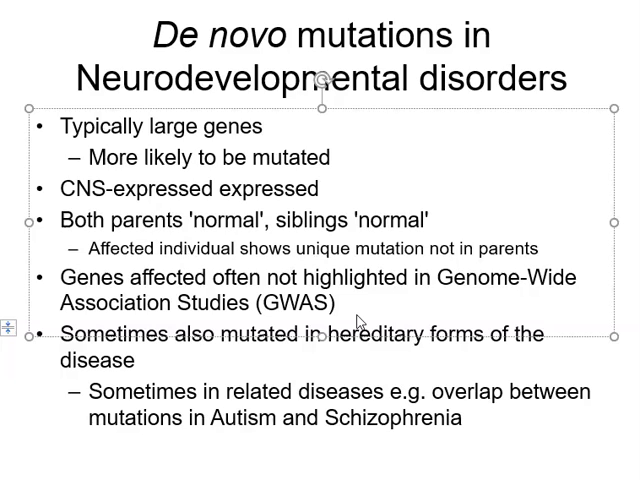So genome-wide association studies are very good for finding hereditary mutations that cause disease. However, a disease that's caused by de novo mutations would not be picked up by genome-wide association studies because there is no intergenerational linking of the mutation from one generation to the next.